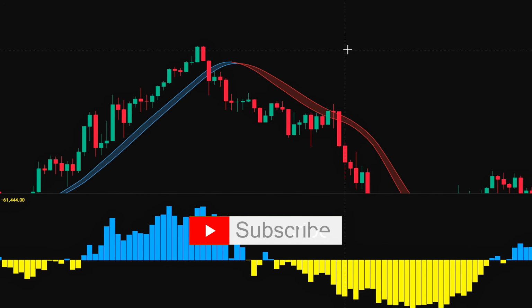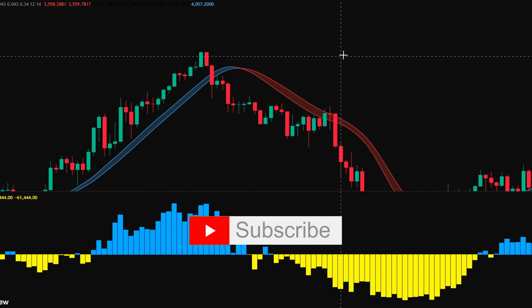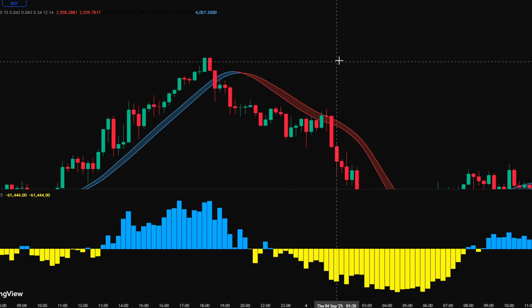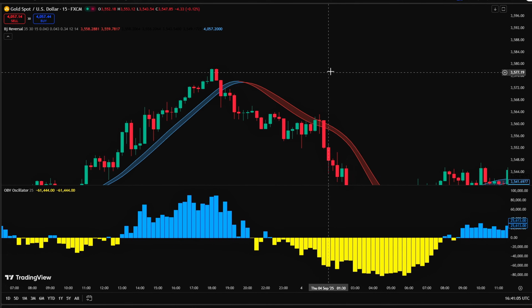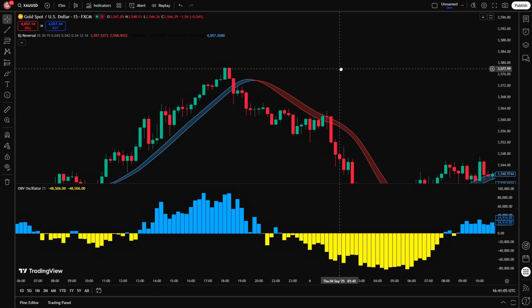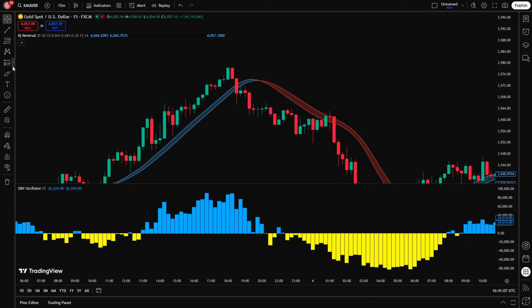Sell setup conditions. For a valid short setup, look for the reverse conditions. T3 trend indicator shows both lines in red and price moves below them. The OBV oscillator forms bearish yellow columns, confirming downward momentum. A bearish candle closes in the same direction.